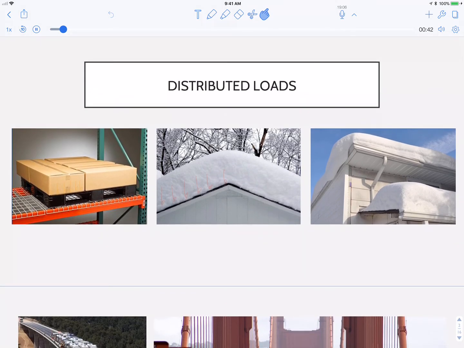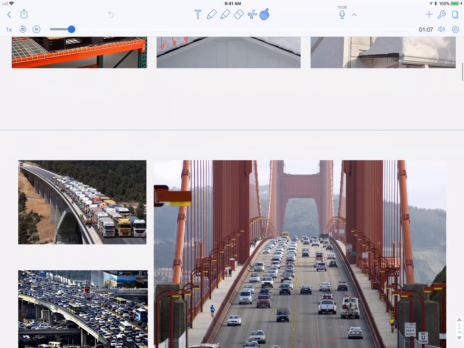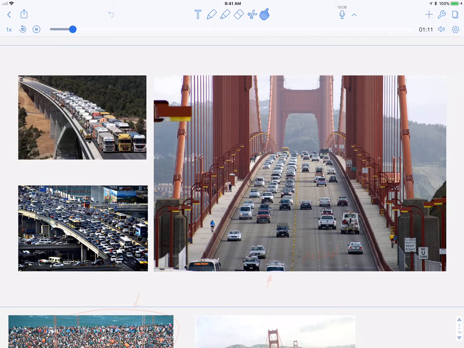So here are some pictures. We have this set of boxes that are sitting on this rack, and this is just being distributed. That weight's being distributed over that pallet. Here we have snow, and this snow is being distributed over the roof, and even buses or cars on a bridge. You could think of these things as distributed loads over a bridge.